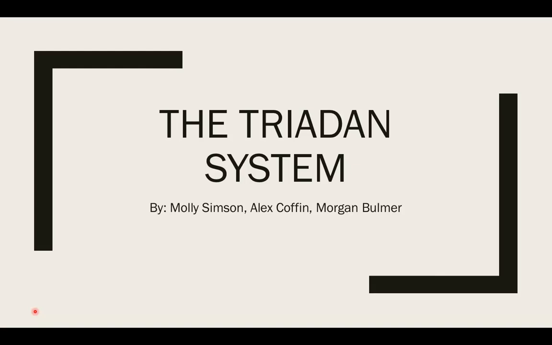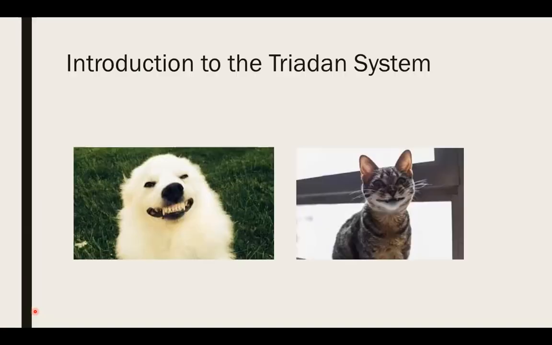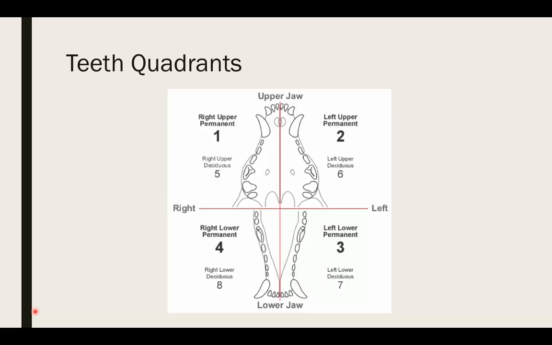In canine, feline, and equine. The Triadan system is the numbering of the teeth. The teeth are separated into 4 quadrants. Each tooth is represented by a 3-digit number.